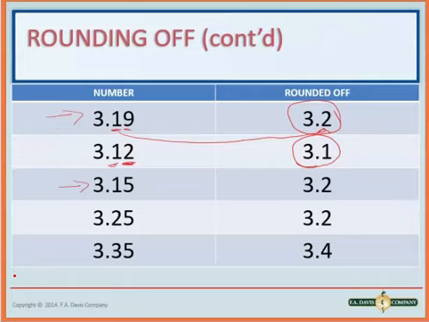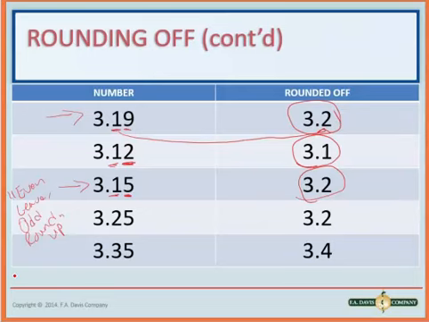Okay, now let's look at the third example, 3.15. Okay, well, guess what? We have a 5. This is where that third rule is going to come into play. 5 is behind an odd number. So what's our rule? Even, leave, odd, round up. Okay, so this is odd, so we can round up.